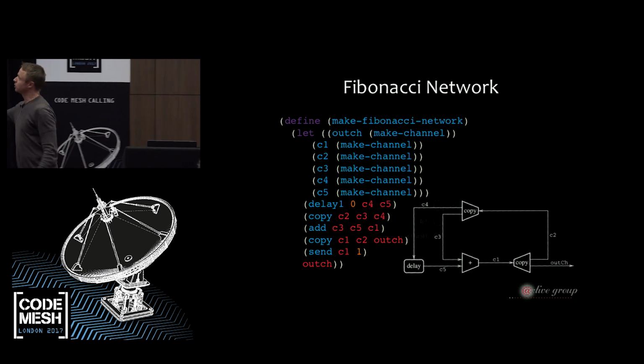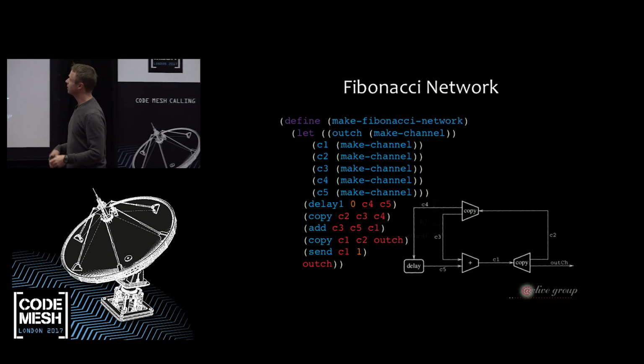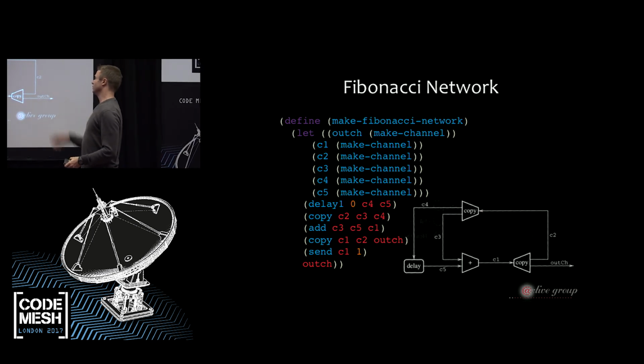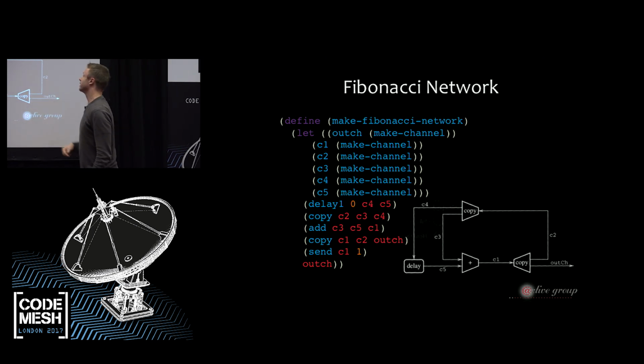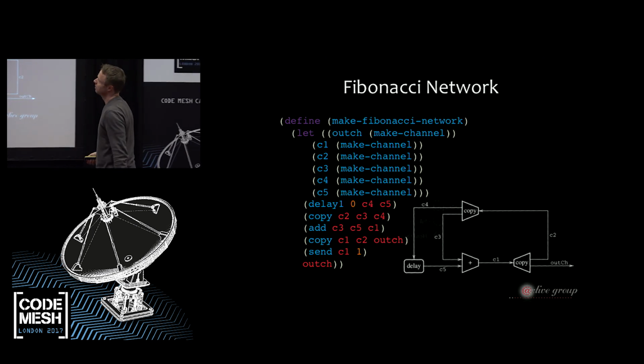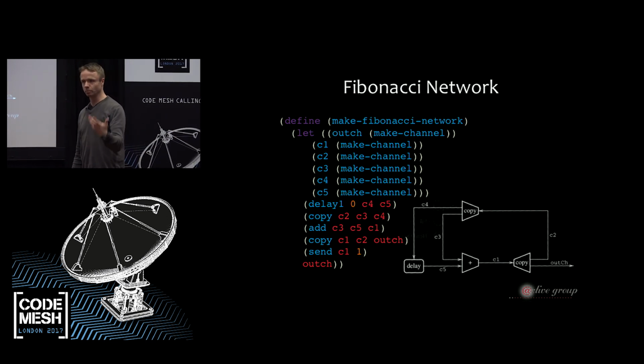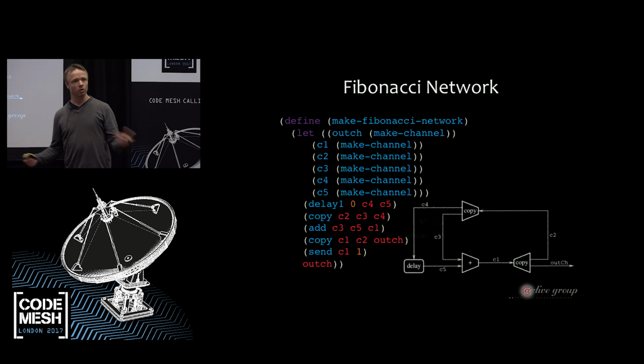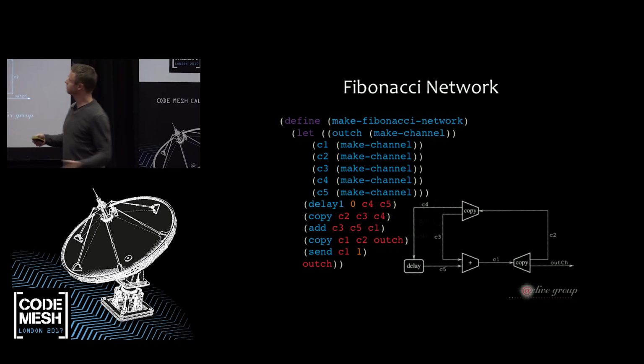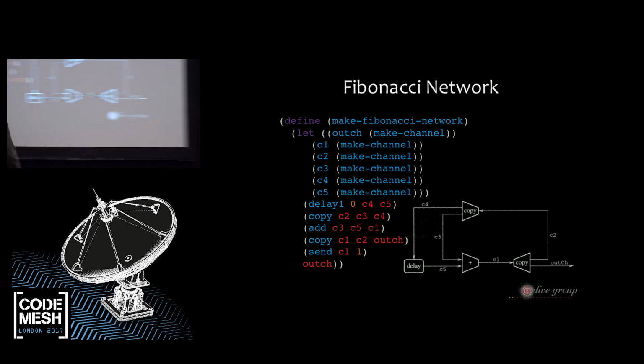So here is again the picture of that Fibonacci network. If you look at the original figure again, you can see that the edges have been labeled, these boxes in the middle. And here is a Concurrent ML solution written in Scheme. I don't know how many of you have done Scheme. It doesn't really matter. Scheme is a very simple language.